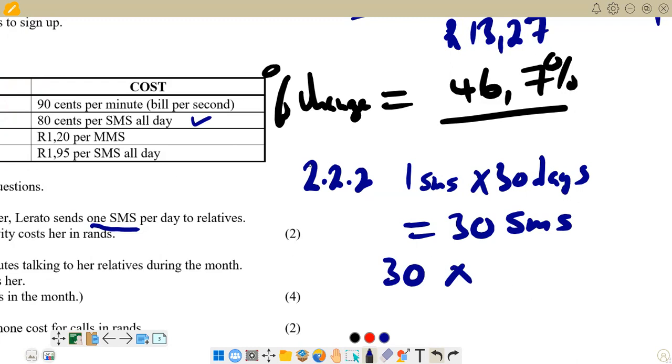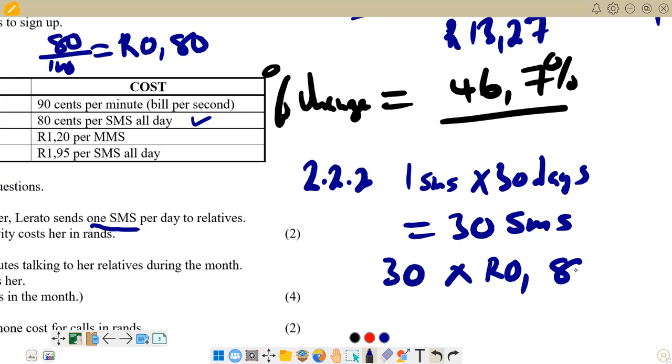If you say 80 cents, convert 80 cents to rands. Now we are saying 80 cents, you divide by 100, you get it as rands. Now we are saying 0.80. So you convert it to rands. So when you multiply the two, the answer that we are supposed to get there is 24 rands. So it means the total value is 24 rands.